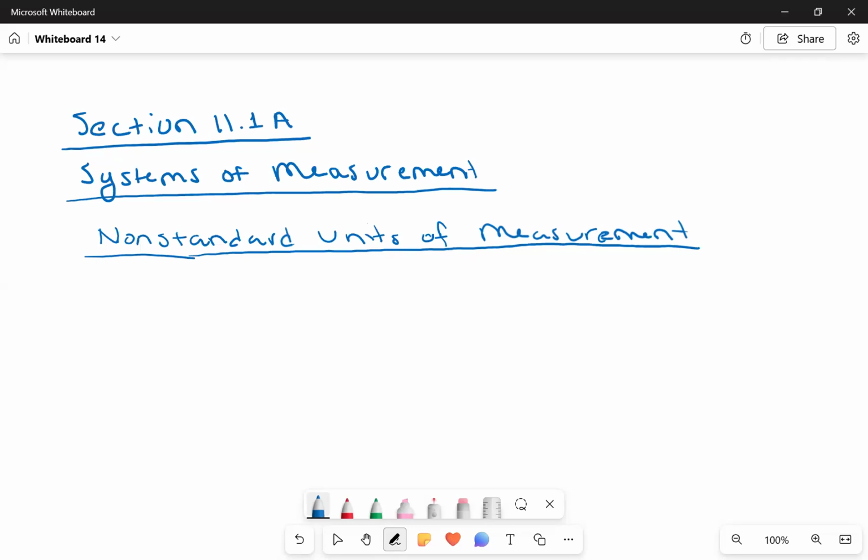We have some units of measurement that have floated around society based on what was available at the time. These particular ones are attributed to the Egyptians and the Babylonians. The first is a span. A span is the rough measurement from your thumb to your pinky.